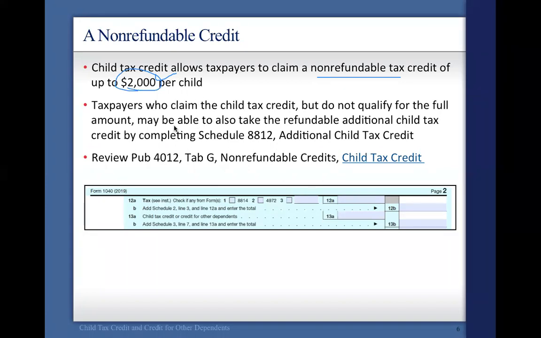If somebody does not qualify for the full amount, and of course there's limitations which we'll hit on here, they may be able to take the refundable additional child tax credit, and that form is on 8812. So if you're looking in your tax book, if you're on G2, you notice at the very top there you have the child tax credit information. And on the bottom of that same page, G2, you're going to have the additional child tax credit, and the eligibility requirements under both are on that page. They are separate. The child tax credit and the additional child tax credit are different.